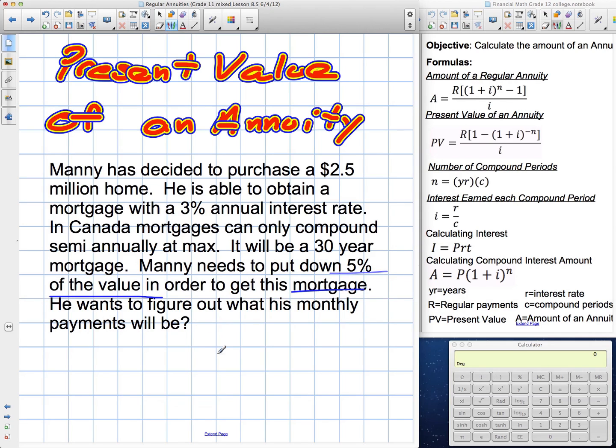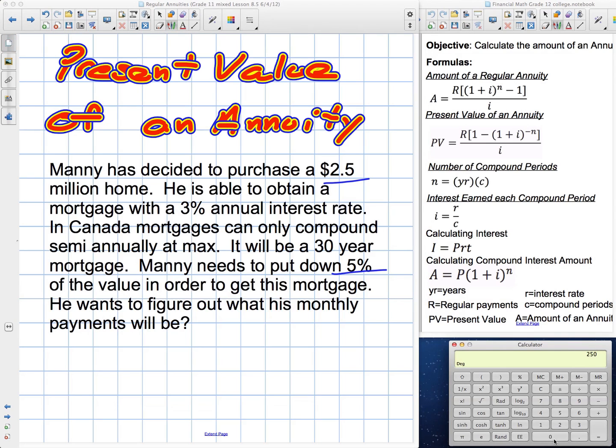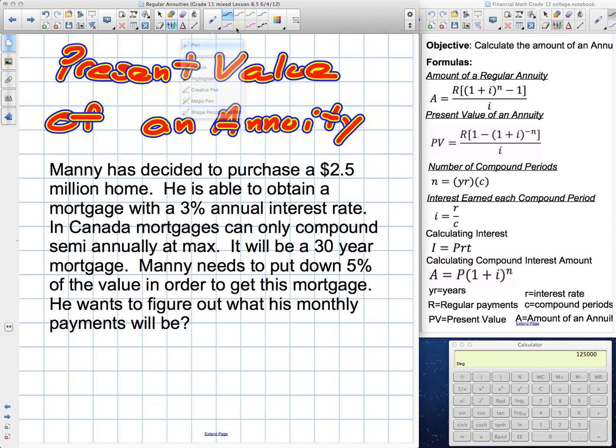So, this is a very in-depth question. A lot of things going on. It says Manny needs to put down 5%, so we need to figure out 5% of 2.5 million. Is it 75,000? Oh wait, no. 0.05. I think it's more. Yeah, $125,000 down. So, what does it mean to put a down payment of $125,000? You have to give that much at the beginning. So Manny has to put $125,000 into this $2.5 million home.